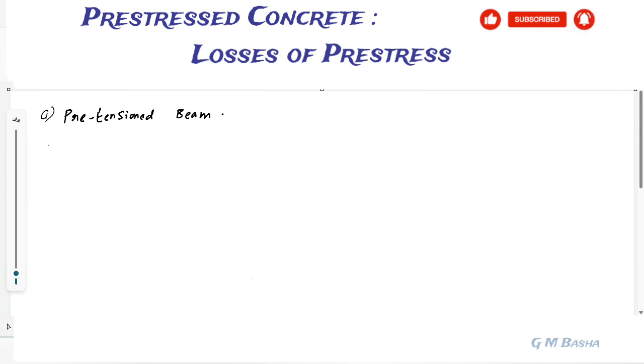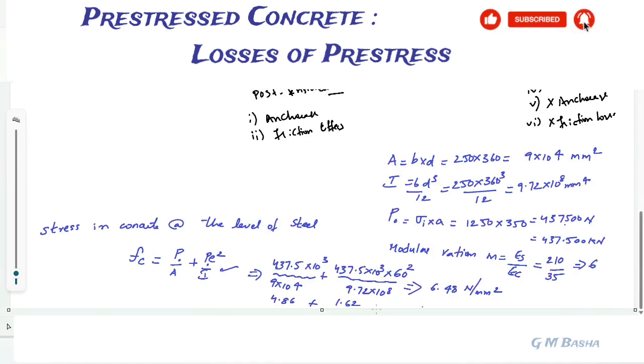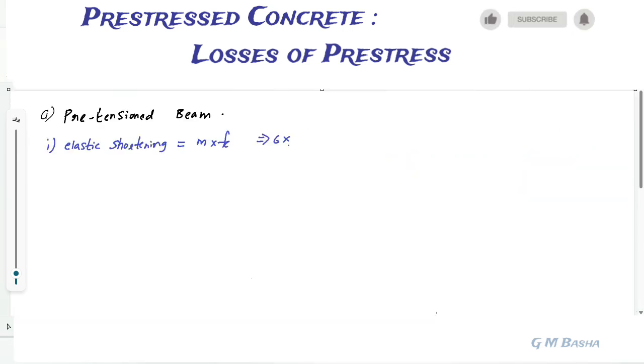First one, loss of stress due to elastic shortening of concrete. I will write in shortcuts only, please take down fully. What is the formula for this one? You know, m into Fc, that is stress in concrete at the level of steel. That will be equal to modular ratio into Fc. Already we calculated recently, that is 6.48. If you simplify, you will get around 38.88 Newton per mm square.